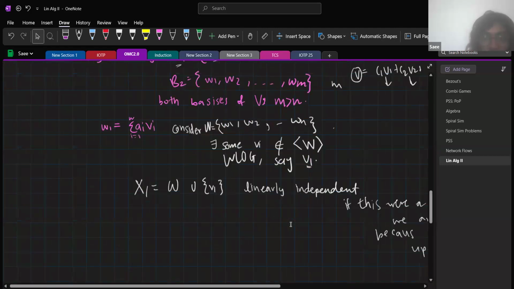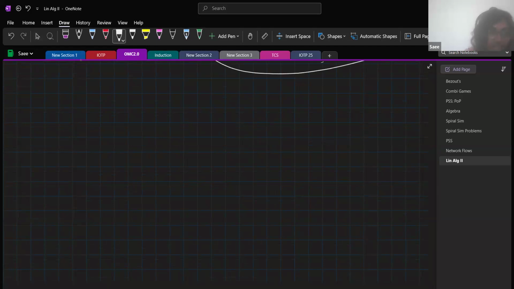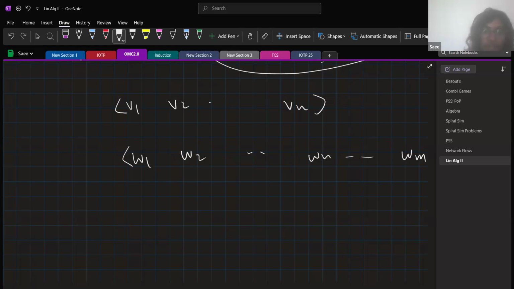Let's also quickly go through what the other things Shrey answered. So we have V1, V2, up to Vn, and W1, W2, up to Wm. Okay, and now what we want to do is, again, there's some similar idea I want to use. We claim that we can swap two of these elements, and this will still be a basis. Right? And why is this true? Why can we do this?